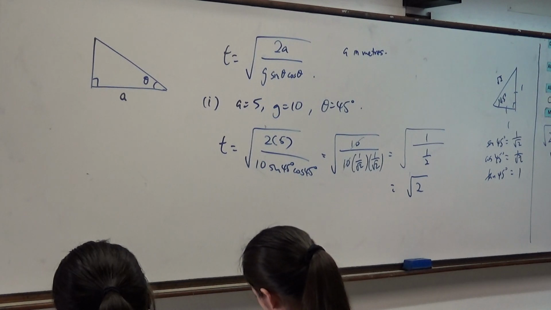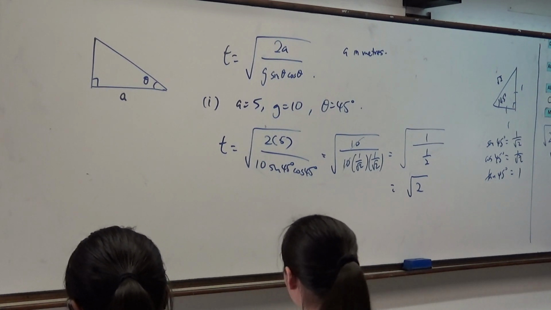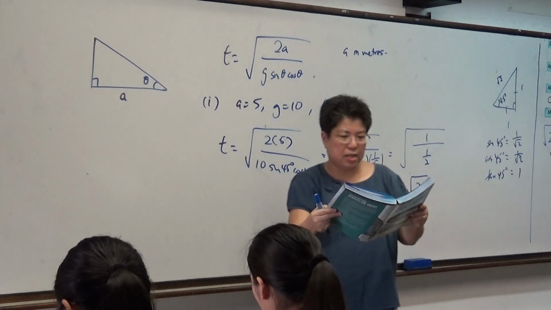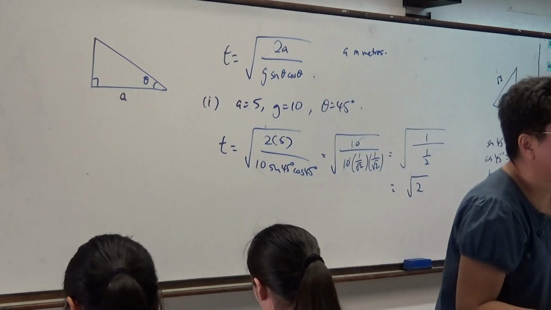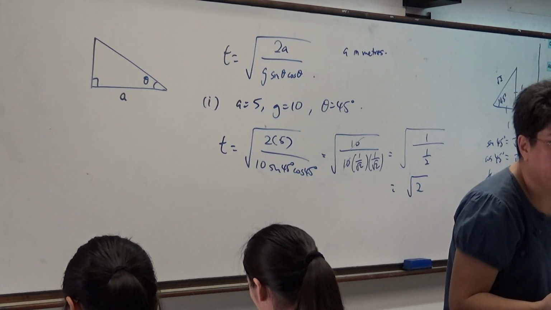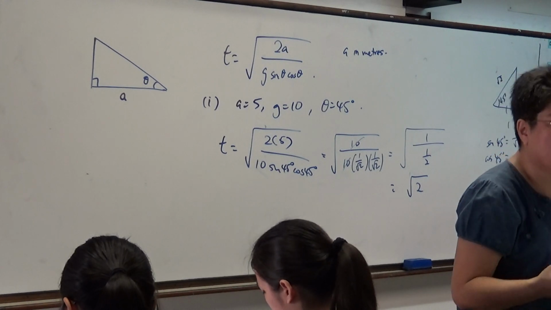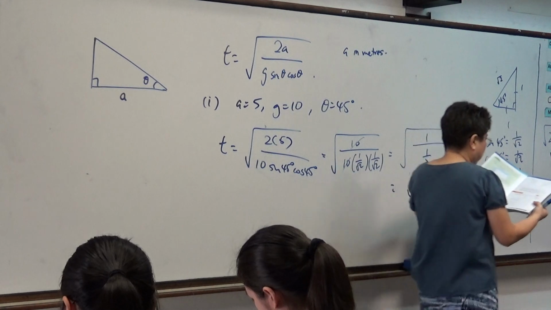Is everyone okay? Alright, now the second part, I'm not going to do it. In part 2, they say a is this value, g is 10, and theta is 30. Now look at the solution. Can you see that they just plug in the numbers and then simplify? Can you see that they give it in surd form? Yes or no? So this is just some manipulation. Are you all okay? Good. Now next, example 2.